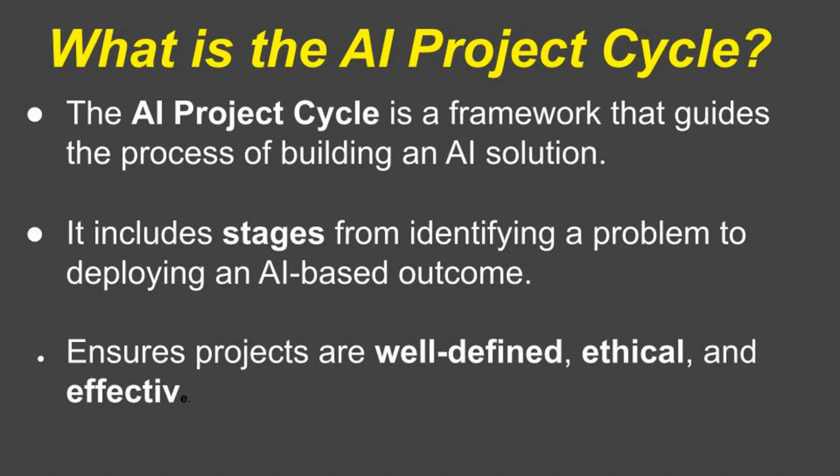The AI project cycle is like a roadmap for developing an AI system. It helps us go step by step from identifying what problem we want to solve to collecting and analyzing data, training models, and finally evaluating results. Without this structure, AI projects can easily lose direction. This framework ensures that the project stays organized, goal-oriented, and ethical.